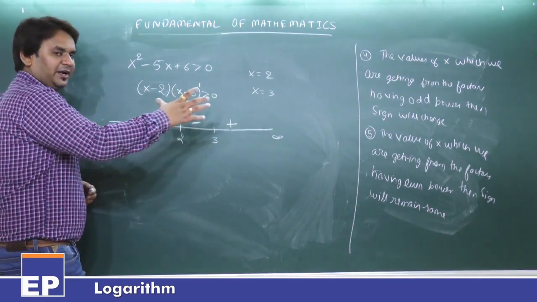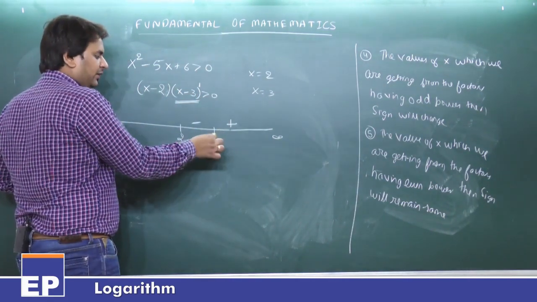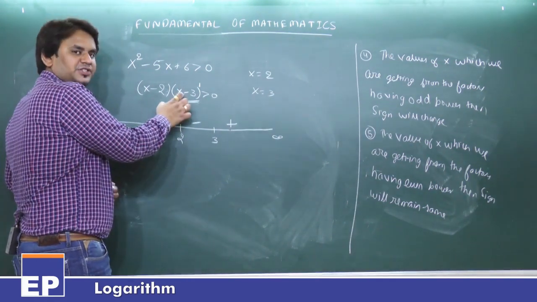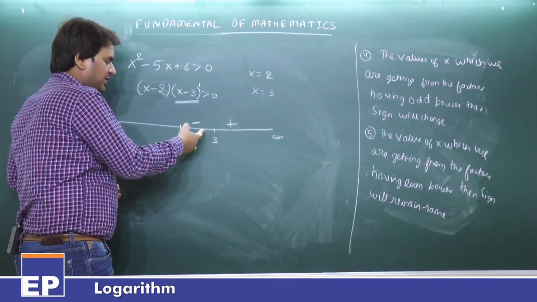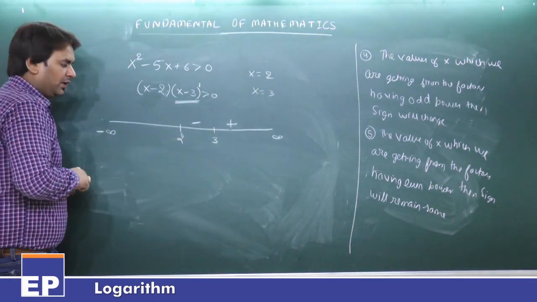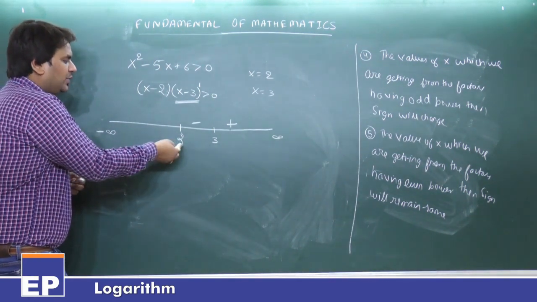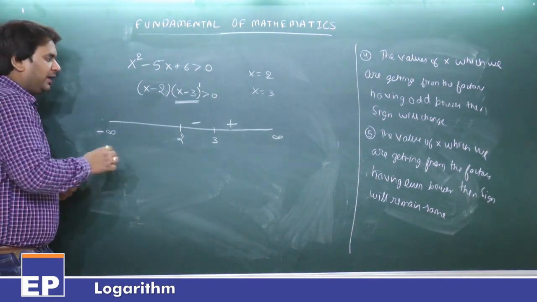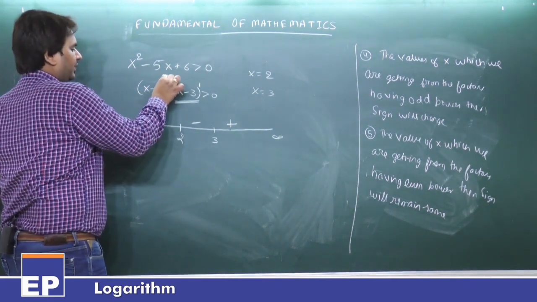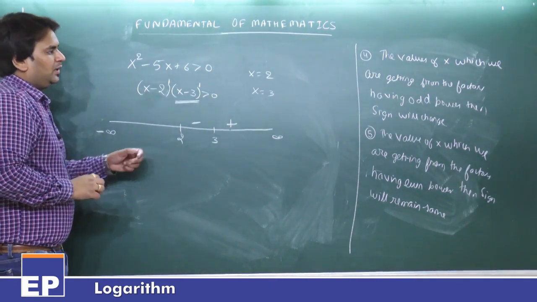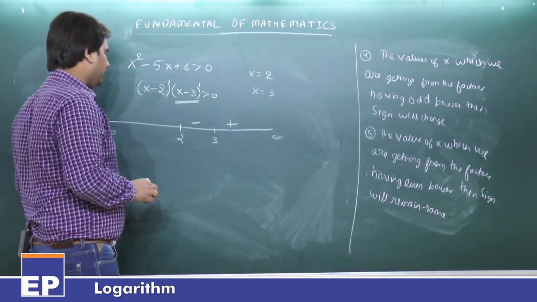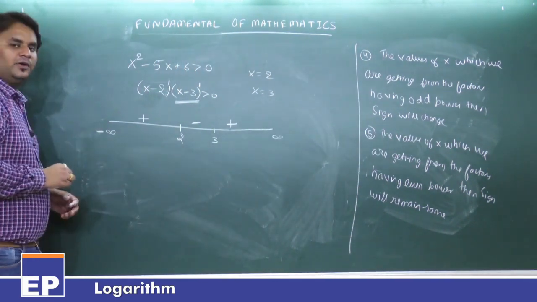Start the rightmost side with positive sign. Then after that, after reaching any point, check which point I am getting from which factor. Check the power. If the power is odd, then change the sign. After reaching 2, between 3 to 2, what is the sign? It's negative sign. After 2, what will happen? I will see that 2 is getting from which factor? I am getting 2 from x minus 2, and this x minus 2 is having odd power, 1 power. Then the sign will change. This will be of plus sign.